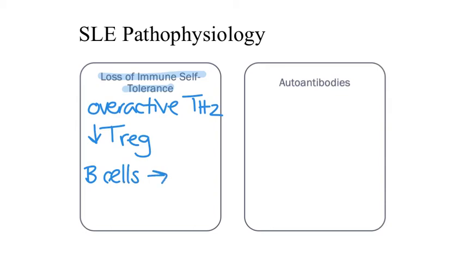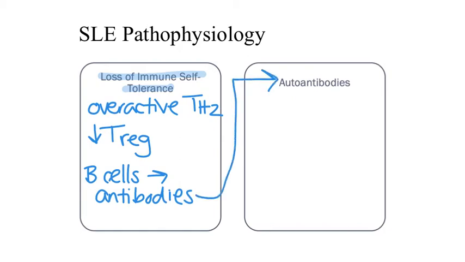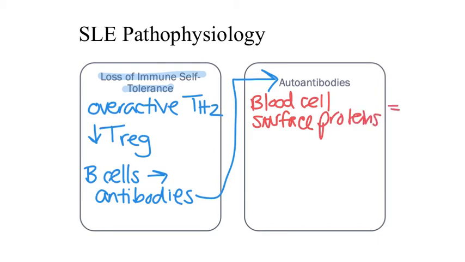Lupus is also characterized by the production of antibodies by B cells against various parts of native tissue. This B cell production of antibodies against native tissue is known as autoantibody production. In lupus, there are very specific categories of autoantibodies that are generated. One group of autoantibodies are created against surface proteins on blood cells, like white blood cells, red blood cells, and platelets. This is considered a type 2 hypersensitivity reaction because cell surface proteins are bound to antibodies that then target those cells for destruction.